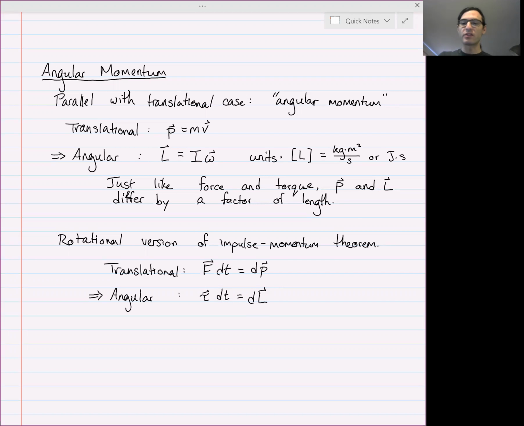And this checks out because we know, just like how regular momentum is related to velocity, angular momentum is related to angular velocity. And so this kind of equation makes sense.